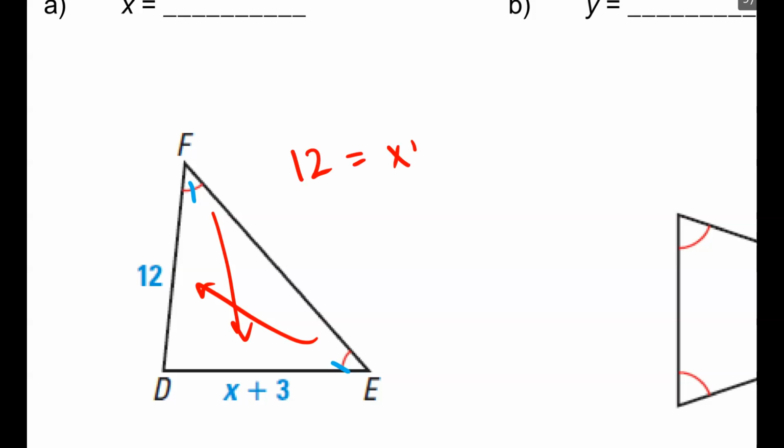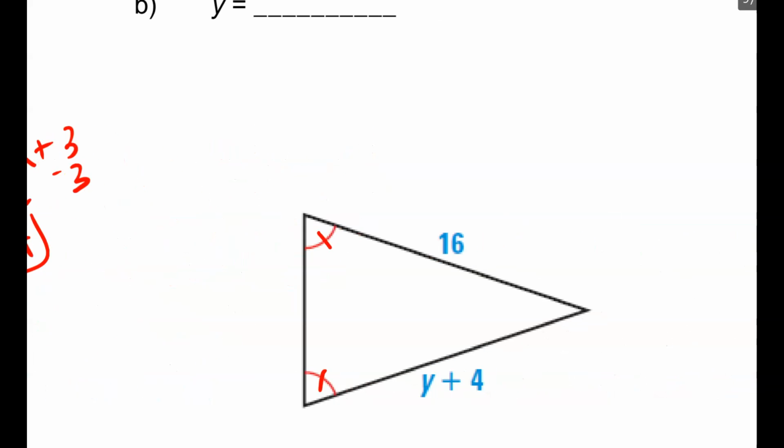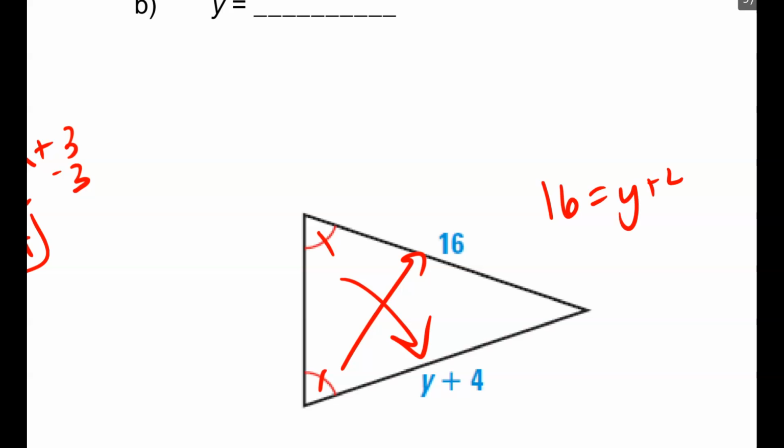So 12 must equal x plus 3. Subtract 3. 9 is equal to x. And over here, once again, these two angles are congruent, so the sides opposite of them must be congruent as well. 16 equals y plus 4. Subtract 4. 12 is equal to y.